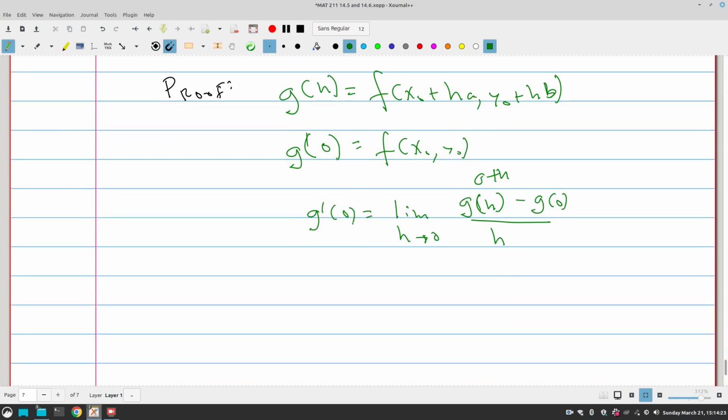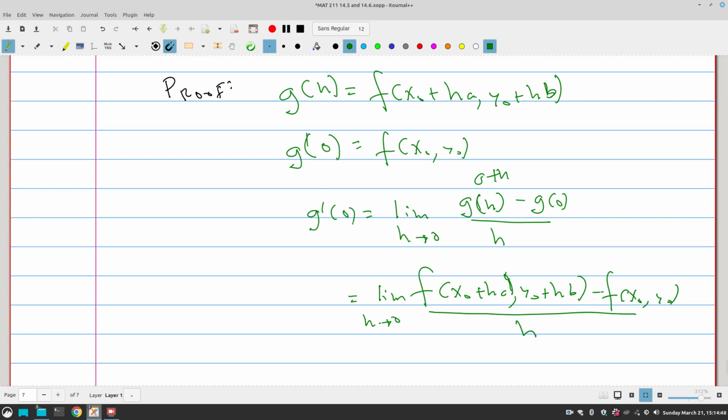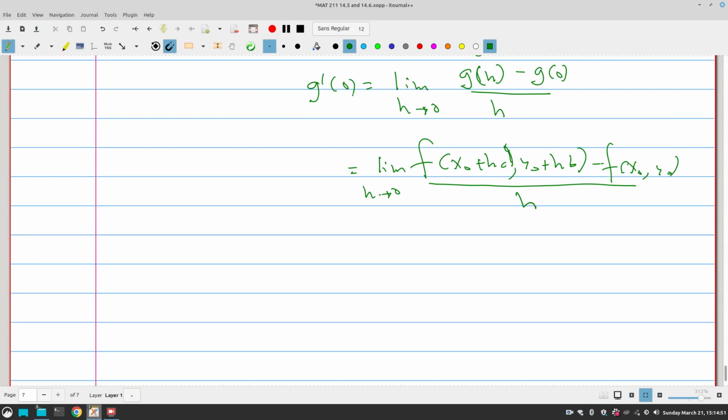Because g is a single variable function, it only depends on h. So this is equal to the limit as h goes to 0 of f of x naught plus ha, y naught plus hb, minus f of x naught y naught, divided by h. But this is, by definition, equal to D_u of f at x naught y naught.